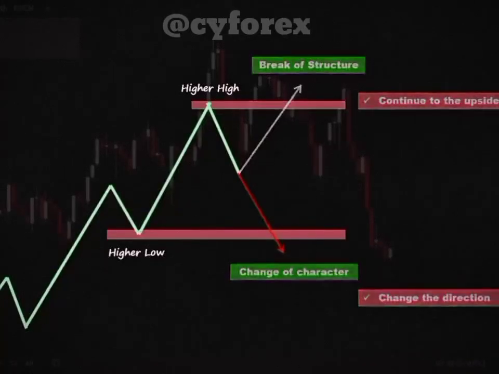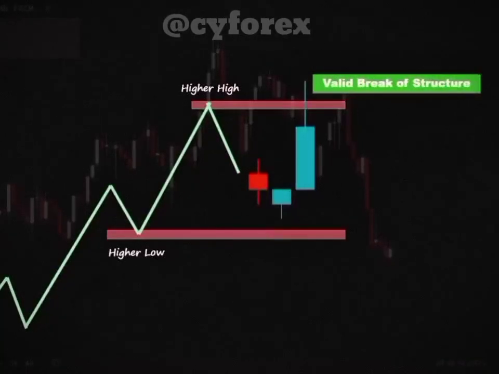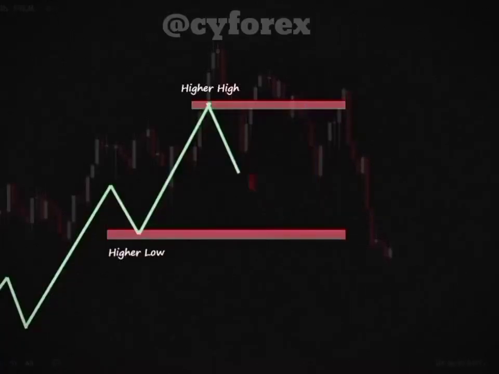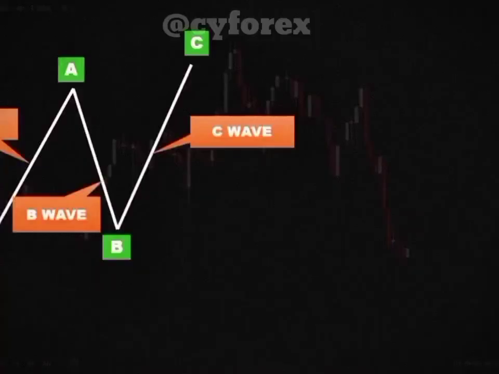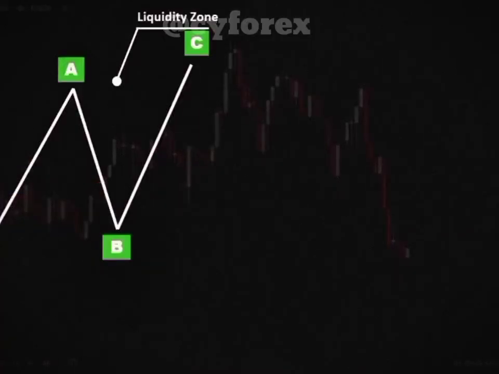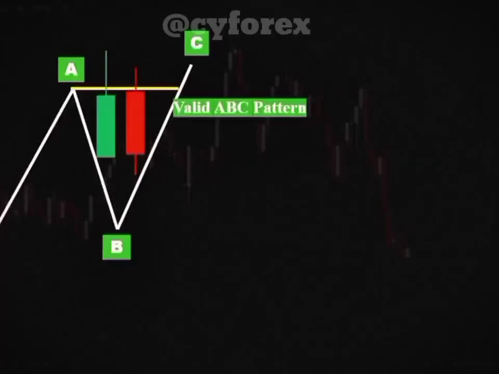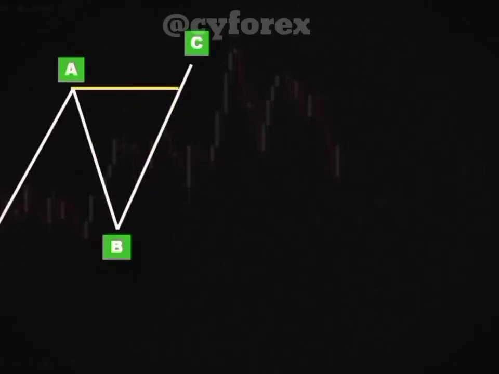The key point is that a break of structure is valid, even if a shadow breaks above the previous structure level. But for a change of character, we definitely need price to break and close a candle below the previous market structure level. Imagine we have a valid ABC pattern, that price swept the liquidity above its high by the C wave with one rejection candle, and then reversed to the downside. The next step is waiting for a change of character to appear.